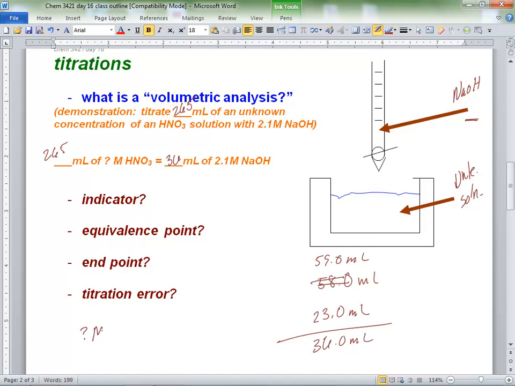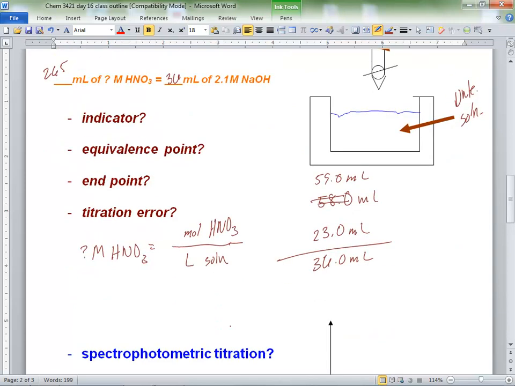The question mark molar nitric acid is really what over what? What are the units of molarity? Moles. Yeah, moles of, in this case, moles of solute, but moles of HNO3, so it would be moles of HNO3 all over liters of solution, or liters of that HNO3 solution. So what's the liters of HNO3 solution? The 265. Very good. That's the 0.265 liters.